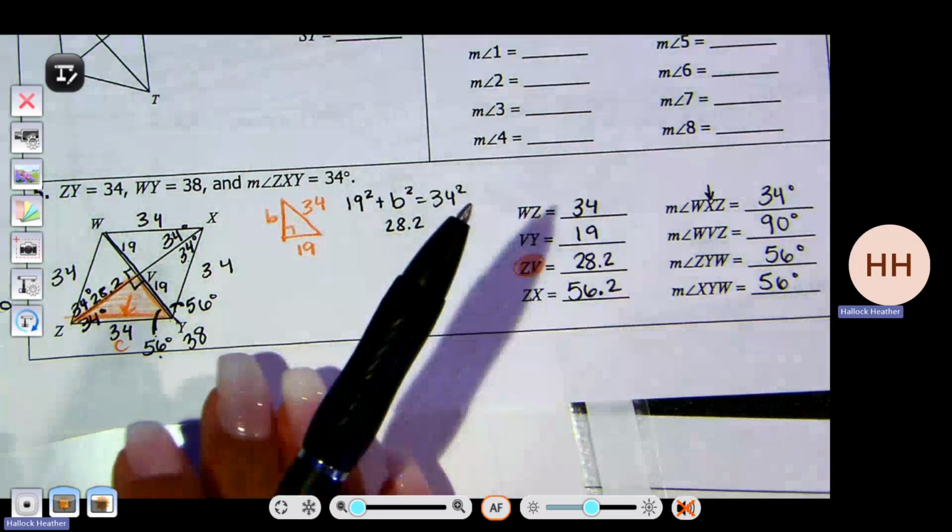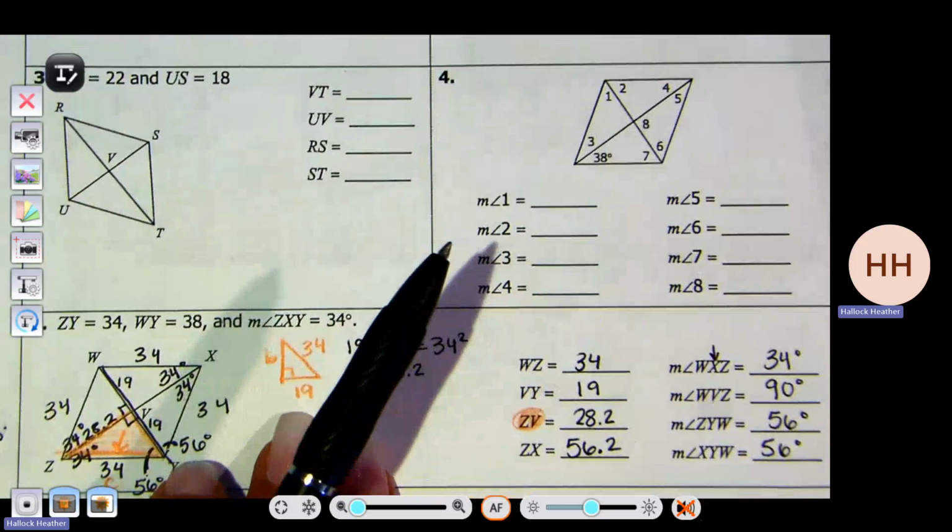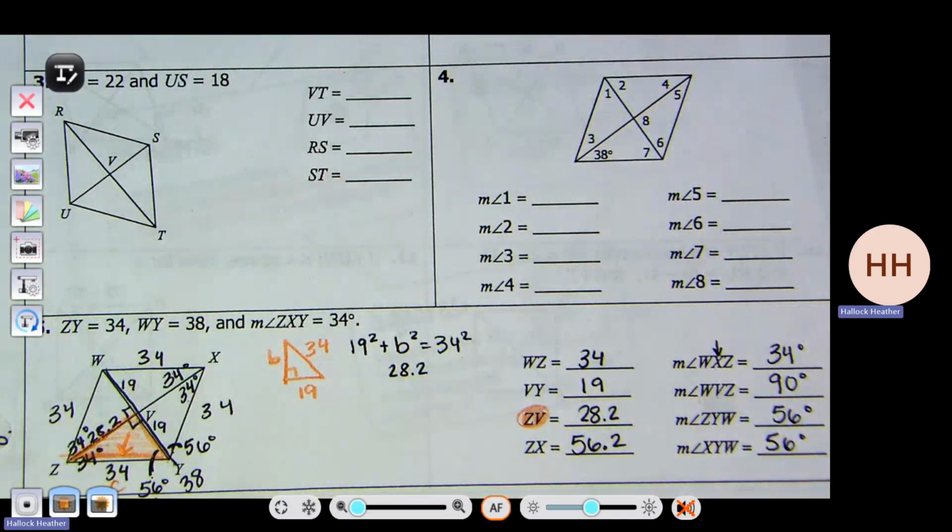So take a second. I want you to try number 4. Number 4 is just angles. So no Pythagorean theorem because that's sides. Try number 4. It's all angles. You want to find the measure of the angle. 38 can go in 3 other spots.